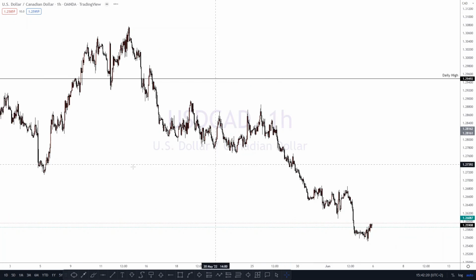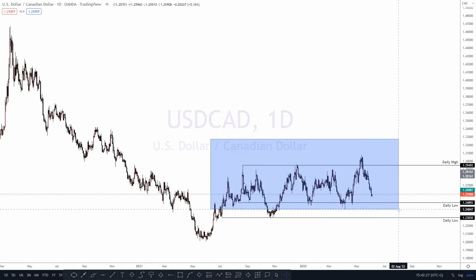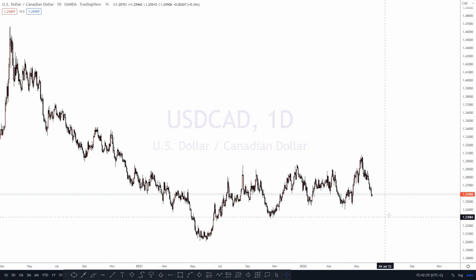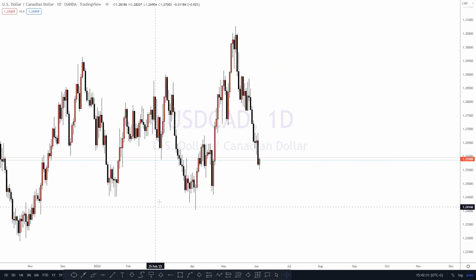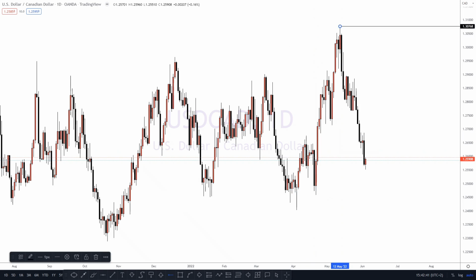From there, now we're coming to USD CAD. Let me clean everything up and zoom in just right here. As you can see on a daily perspective, we are indeed pushing to the upside. Another thing I can see from here is that we have this as our daily high and this as our daily low.